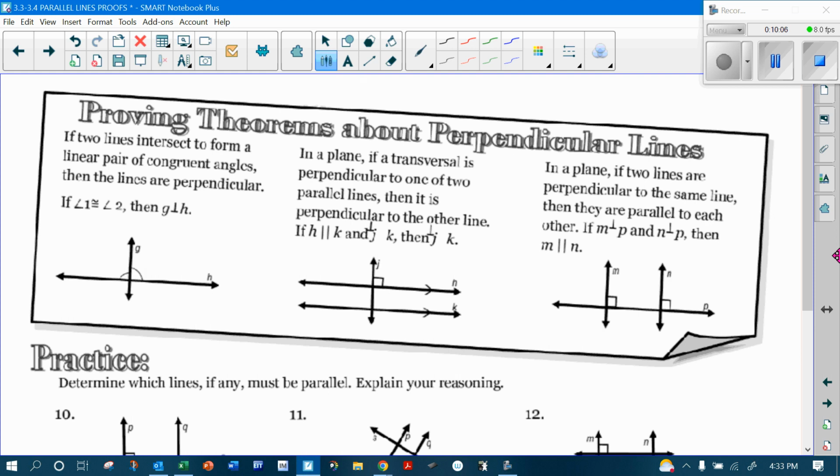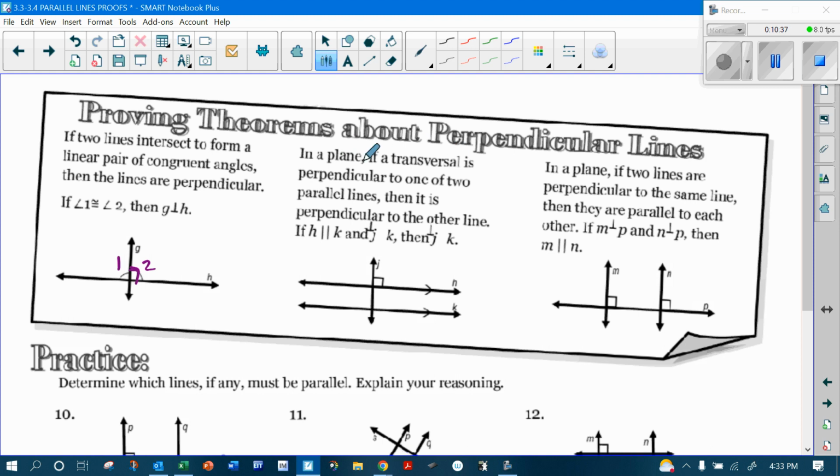All right, last part. Proving theorems about perpendicular lines. So it says if two lines intersect to form a linear pair, so I have two lines making a linear pair, and they're a linear pair of congruent angles, then that means the lines are perpendicular. So if angle 1 is congruent to angle 2, then G is perpendicular to H.